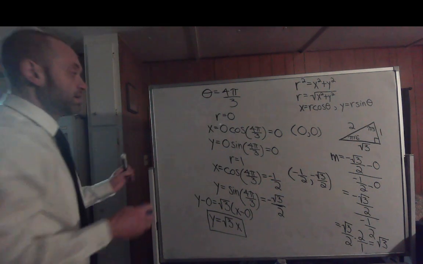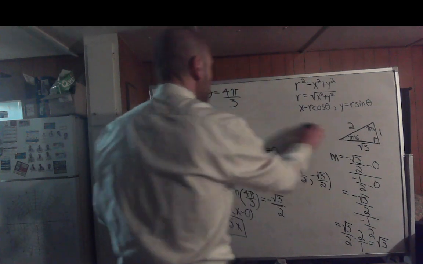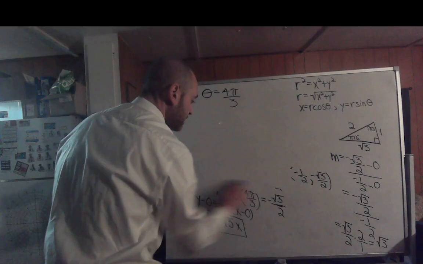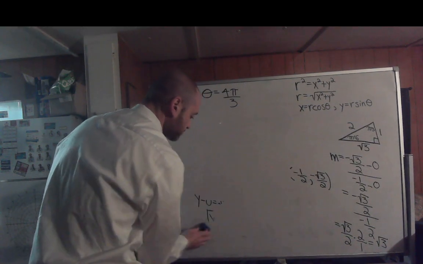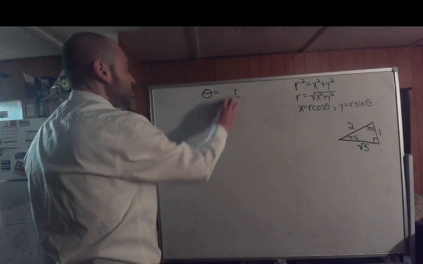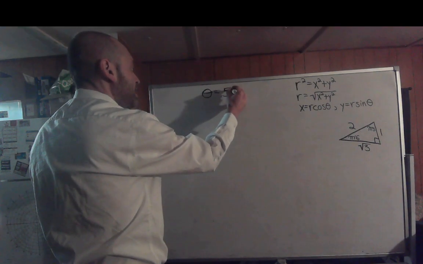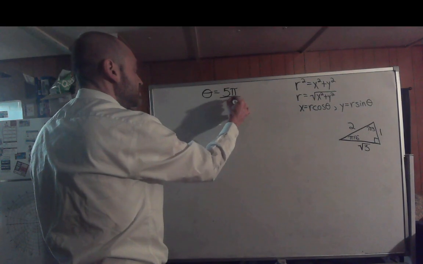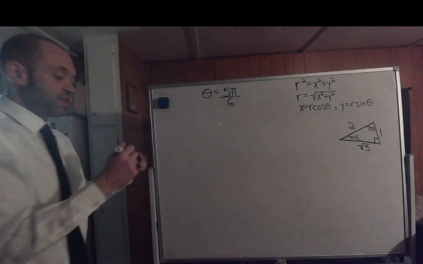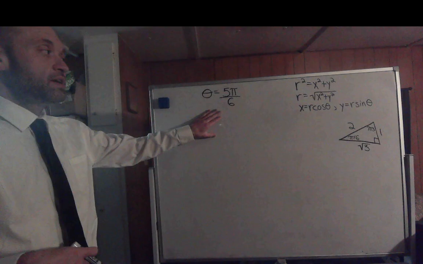Let's do another angle. I'll leave that triangle up though, because it's going to be based on something similar but a little bit different. Let's say we have one where theta is equal to 5 pi over 6. So I'm going to pick theta equals 5 pi over 6. So this is going to be another line.